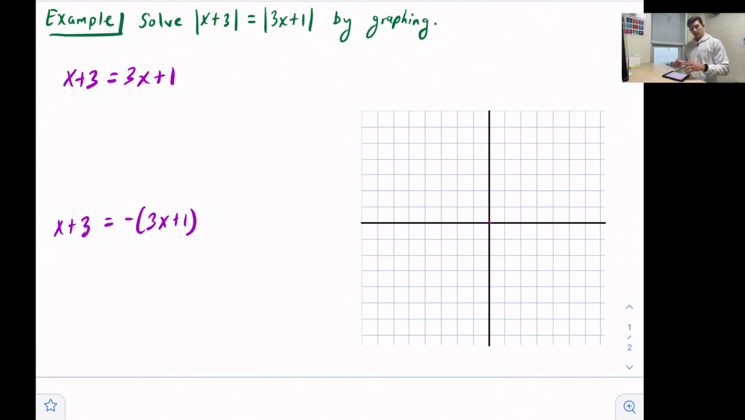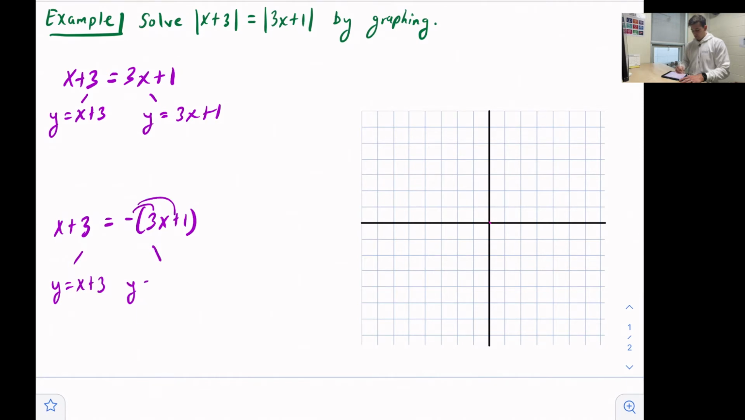Now, just like we did in the video about solving linear equations by graphing, which you can check out in the top right-hand corner, we're going to take these two expressions and write them as linear equations set equal to y, so that we can graph them. So this one is going to be y equals x plus 3, and this is y equals 3x plus 1. Down here we will have y equals x plus 3, but over here we're going to distribute this negative, so we'll have y equals negative 3x minus 1.